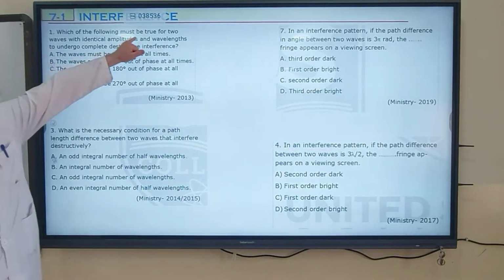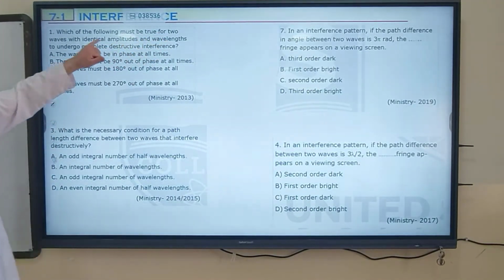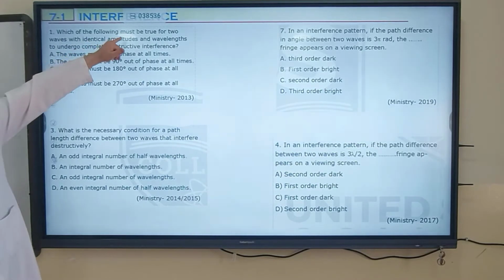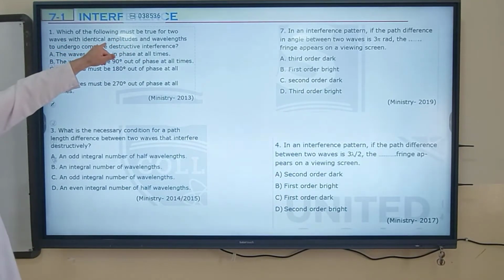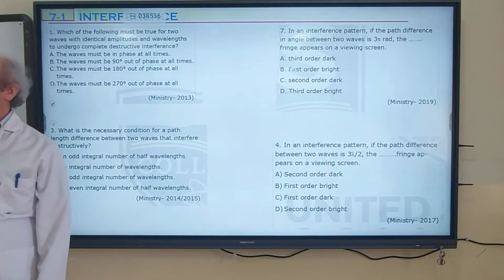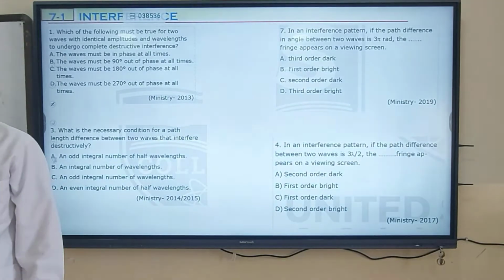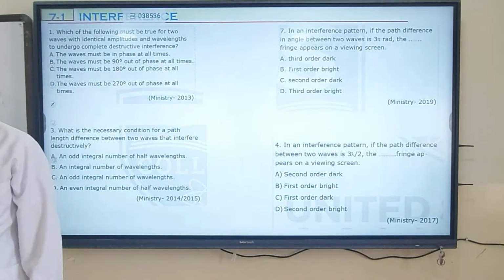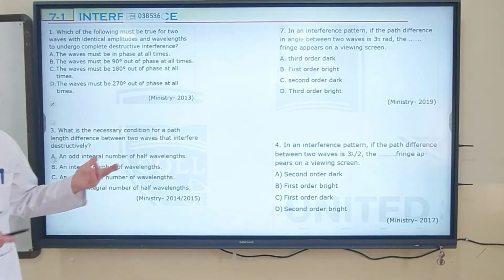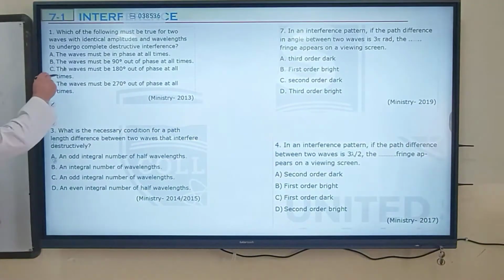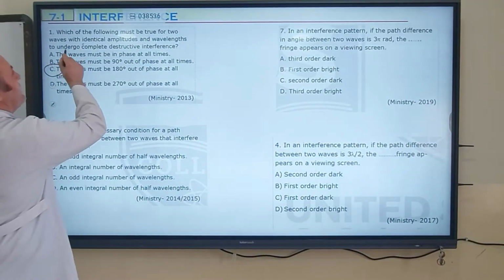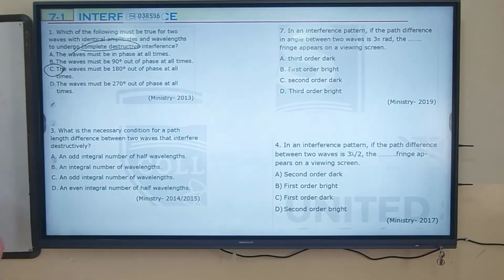Which of the following must be true for two waves with identical amplitudes and wavelengths to undergo complete destructive interference? For complete destructive interference, the waves must be out of phase. Why 180? So which choice is correct? They must be 180 degrees out of phase at all times. C is correct for complete destructive interference.